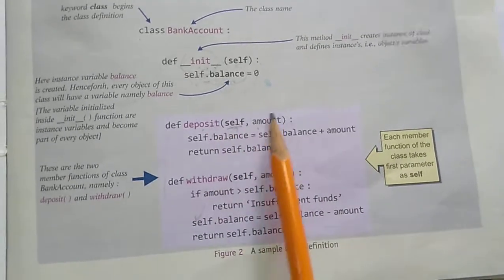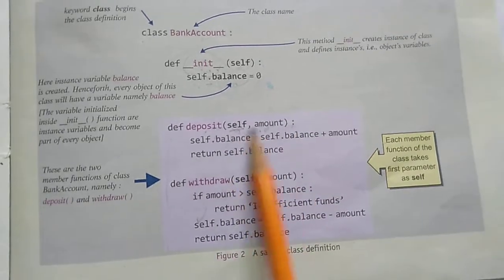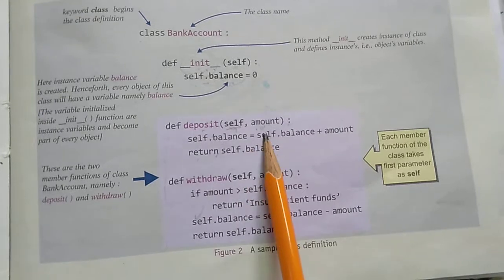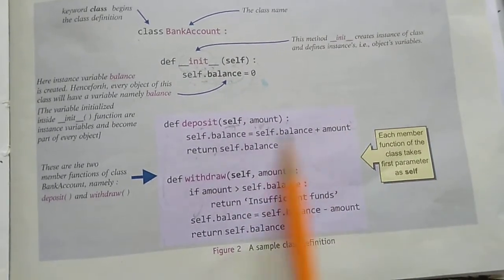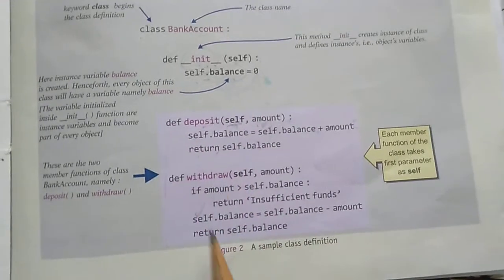So the deposit function can have an argument amount followed by colon. Then we have the process we want to do in this function. That is, self.balance can have the balance plus the amount we are passing, added and stored there. Okay, this is going to return the balance amount to the called place.